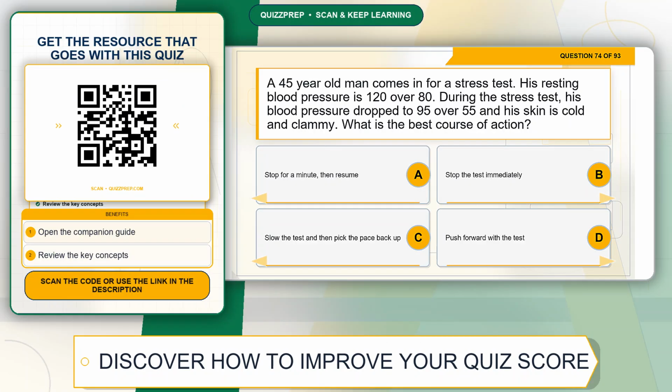Question 74. A 45-year-old man comes in for a stress test. His resting blood pressure is 120/80. During the stress test, his blood pressure dropped to 95/55 and his skin is cold and clammy. What is the best course of action?